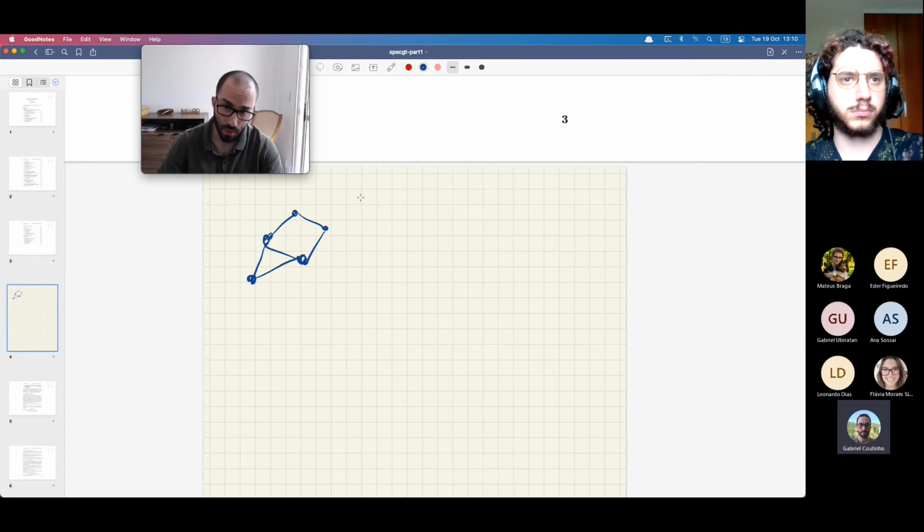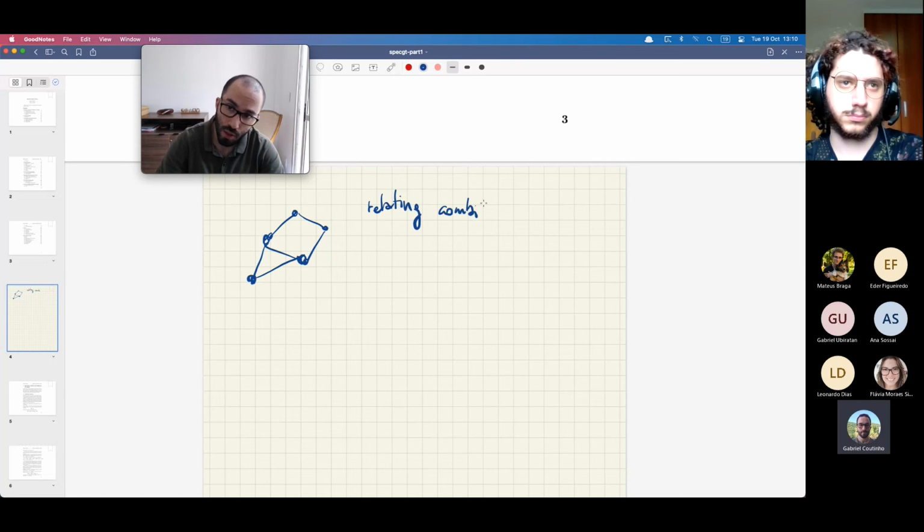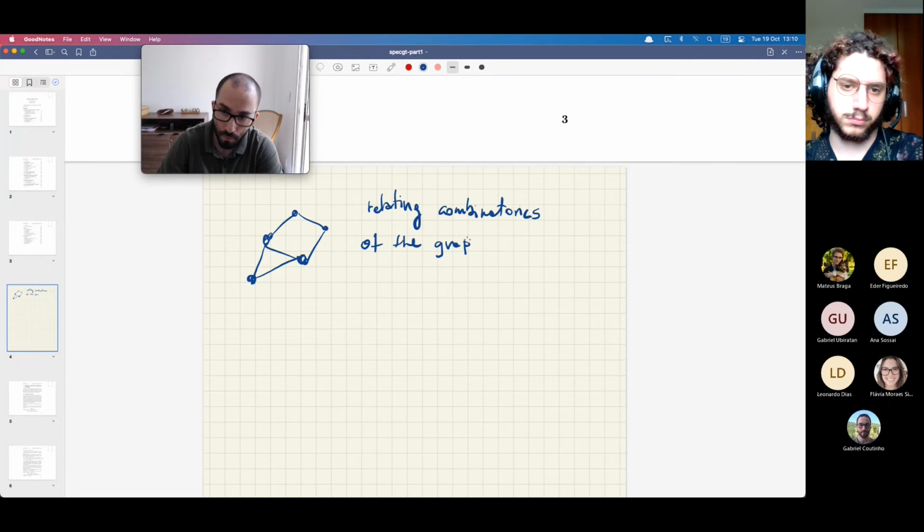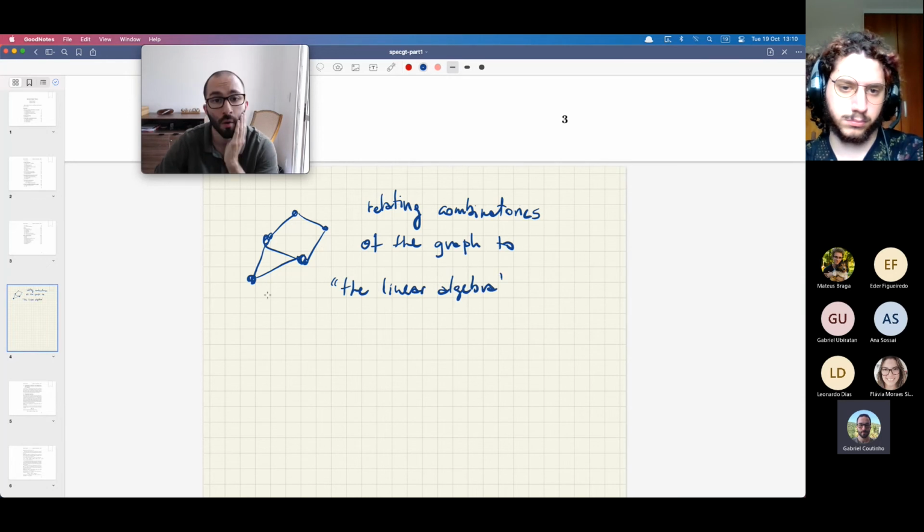And this course is about relating the combinatorics of the graph to, let's say, linear algebra. And what do I mean by that? It means that, well, all of you know, I'm sure, that when you think of a graph and you put it in a computer, your computer often uses a matrix to represent the graph. And there are several choices of this matrix.